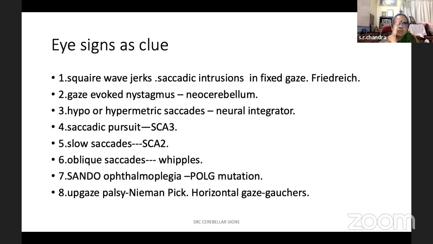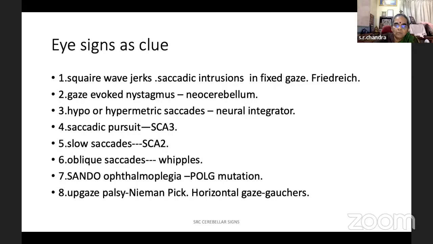Then saccadic pursuit. When you ask the patient to follow a target, a slow follow-up movement, instead of slowly following, the patient will produce multiple saccades. So saccadic pursuit is seen in SCA3, spinocerebellar ataxia 3. Whereas slow saccades, you tell the patient to do a quick movement, he will slowly reach. That is SCA2. And oblique saccades become abnormal in Whipple's disease.